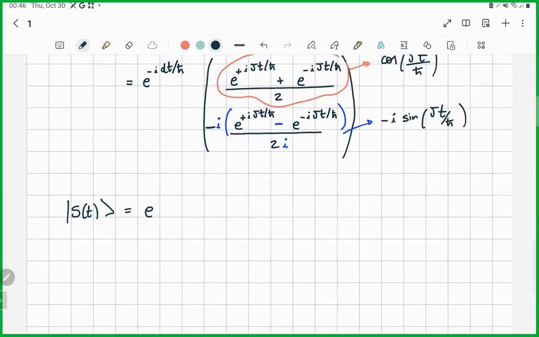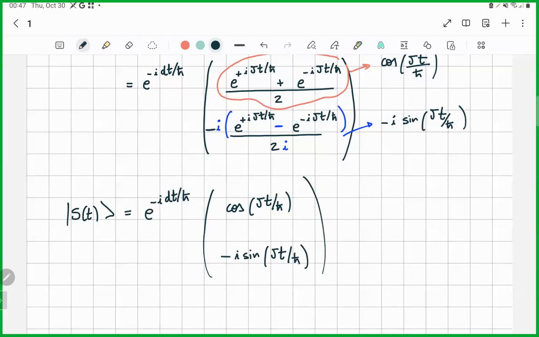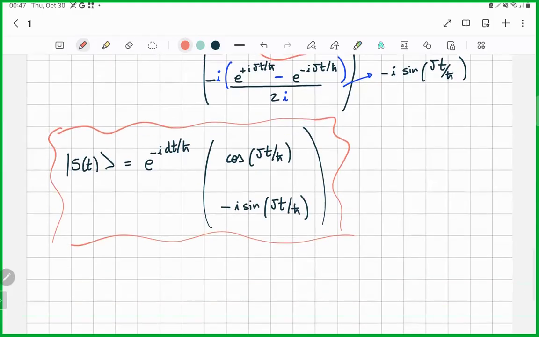It has this exponential in front, and here we have cosine of jt over h bar and minus i sine of jt over h bar. Okay, that's the solution in a very nice form. There are things that we can do. That's the end of this exercise, okay? But I want us to discuss a little bit more the solutions.